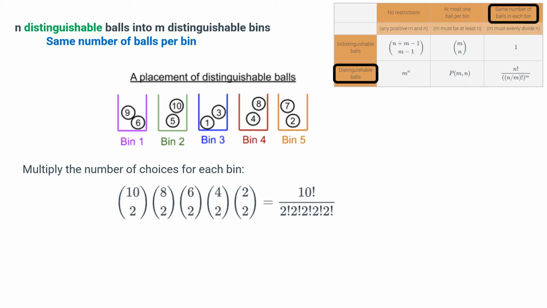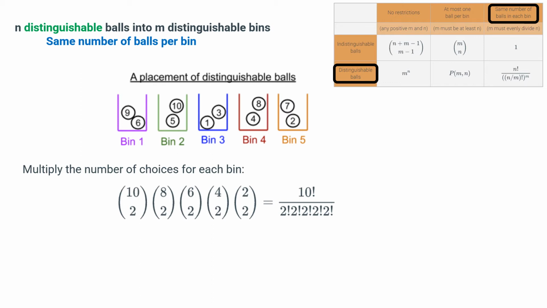And then for the third one, I only have 6 balls left by the time I get to bin 3, 6 things 2 at a time. Then only 4 left when I get to bin 4, so 4 things 2 at a time. And then bin 5, 2 things 2 at a time.